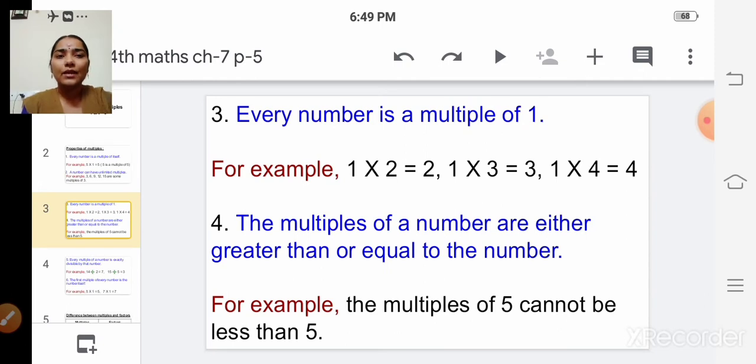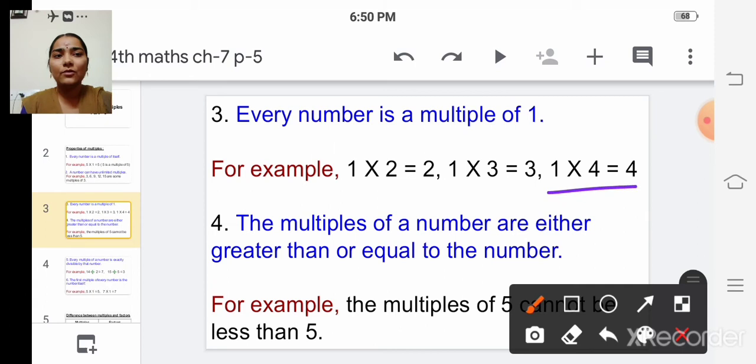Third one, every number is a multiple of 1, isn't it? Because in the first table every number will be there. So every number is a multiple of 1. For example, 1 twos are 2, 1 threes are 3, 1 fours are 4, 1 fives are 5, 1 sixes are 6 and so on. So every number is a multiple of 1.